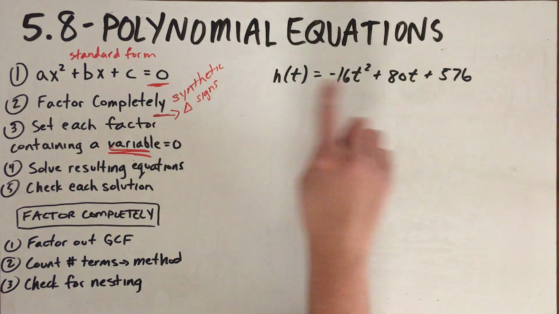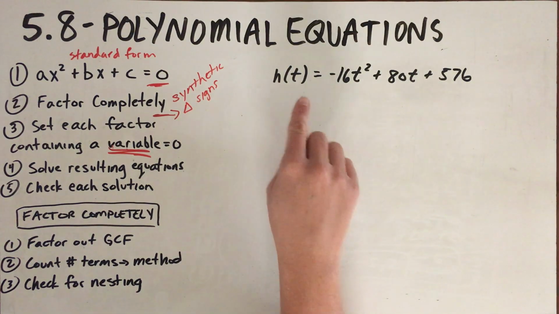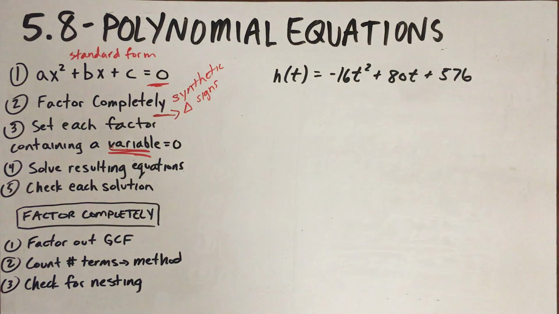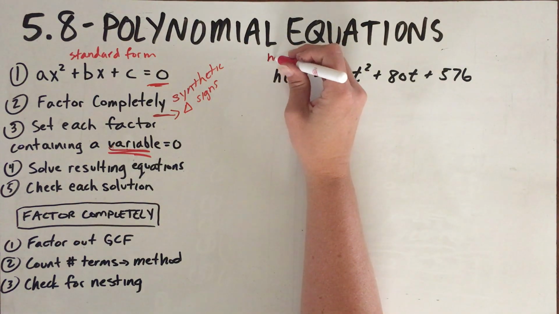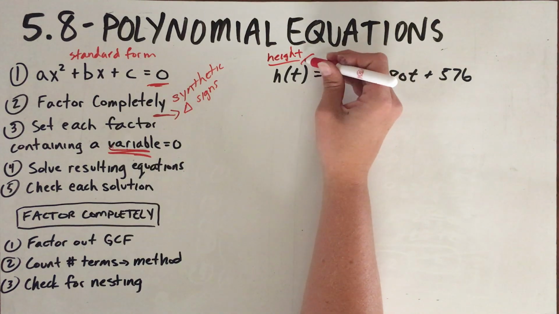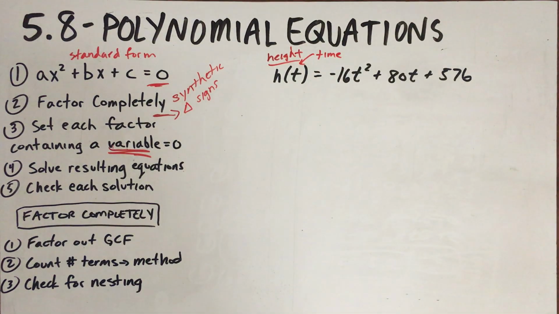The height, h of t, in feet of the object after t seconds, so t stands for the time, is given by this function. So again, it's a lot of words to say, whoa, this is just the function. The h of t stands for the height of the object, and t itself stands for time. Determine how long before the object strikes the ground.